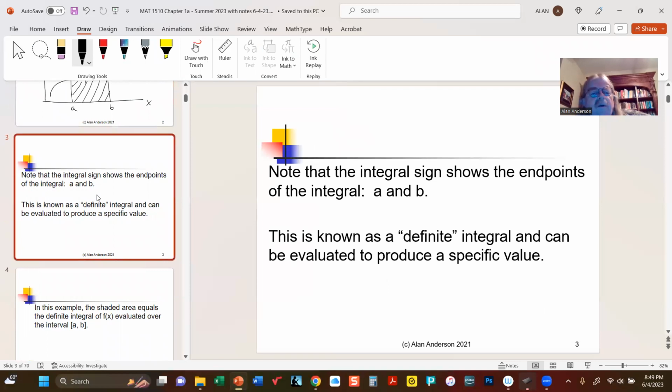Now, by the way, you might also recall that there are two basic types of integrals. When we don't have specified endpoints like that, we're just integrating over the entire real number line. This is called an indefinite integral.